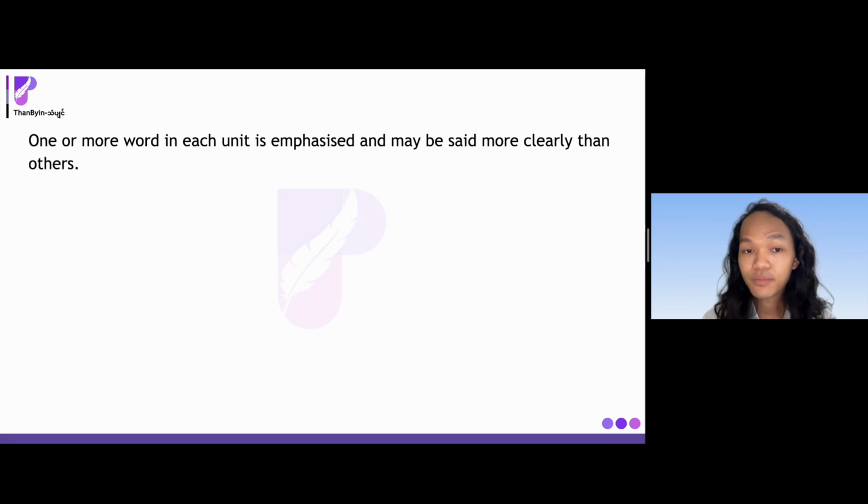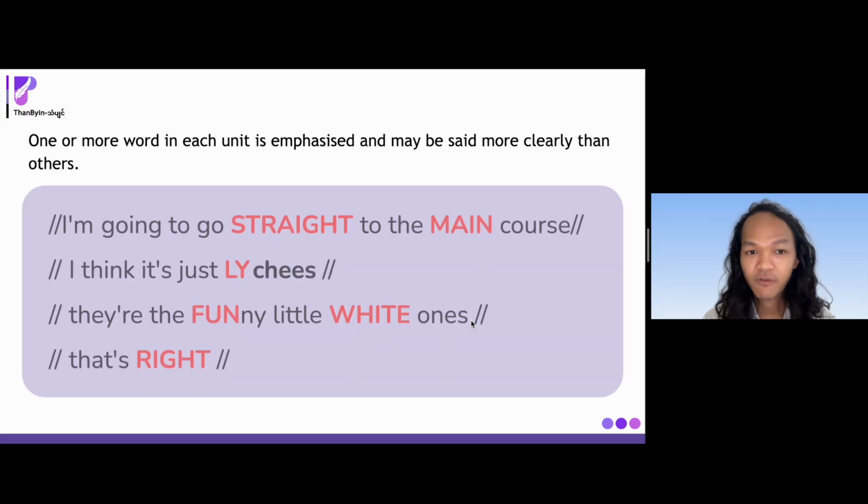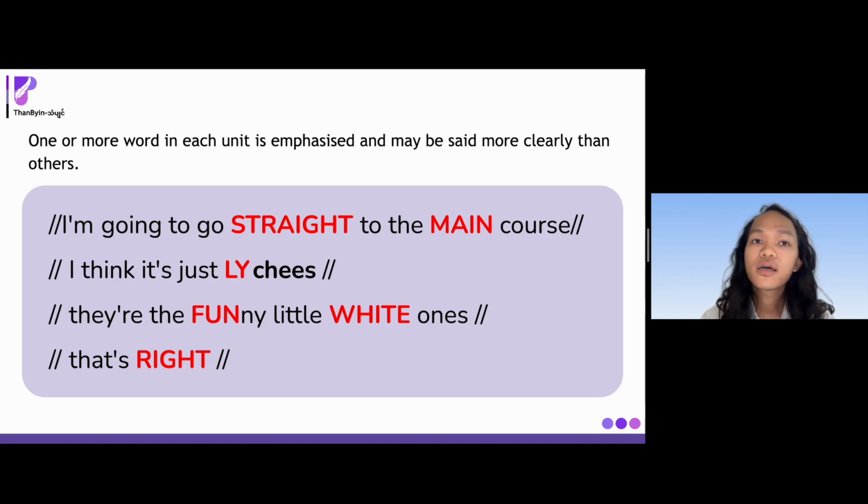Let's look at the example sentences. Okay, here we go. In these sentences, you may see bold words in red. They are key words, the most important words in each sentence, and they carry important meaning. So we have to make them quite prominent by raising our voice or saying them more clearly.